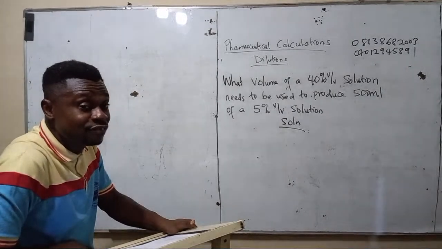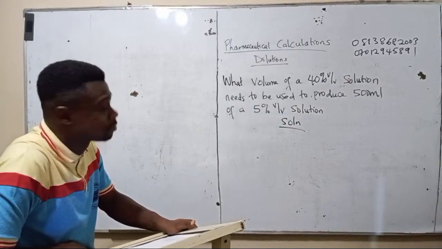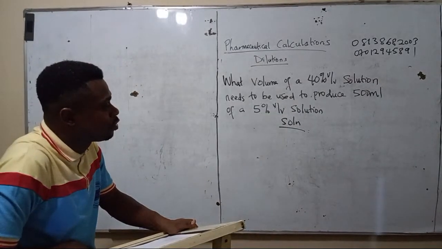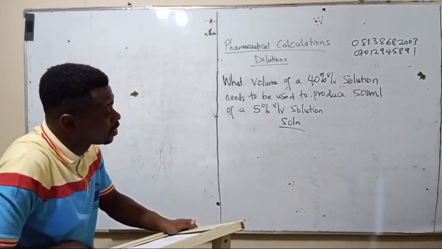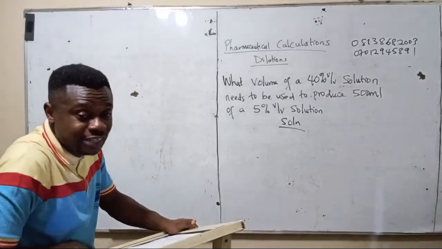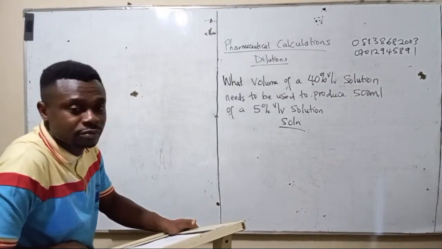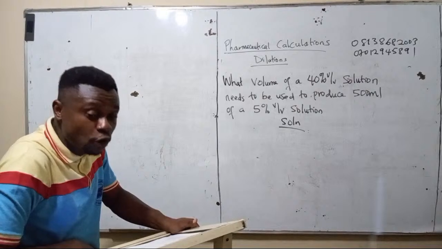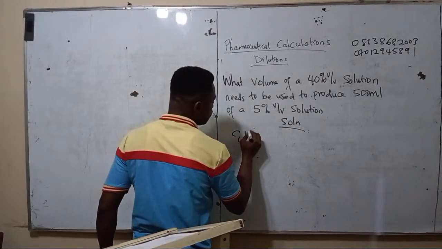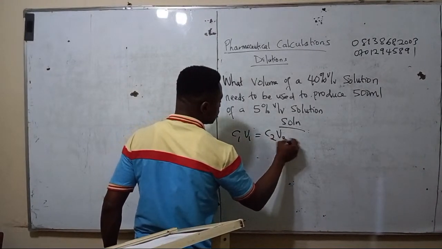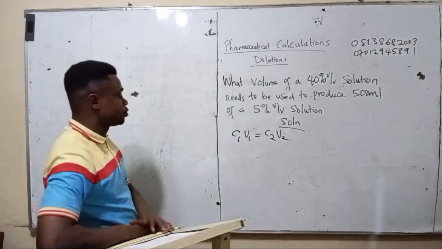We don't know the volume of the stock solution. We call it V1, but we know the concentration, which is C1. Then when diluted, it will produce 500 ml. That is, V2 is 500 ml. And the second concentration, C2, of the diluted solution is 5% volume in volume. So we can go back to our dilution formula, which says C1V1 is equal to C2V2.